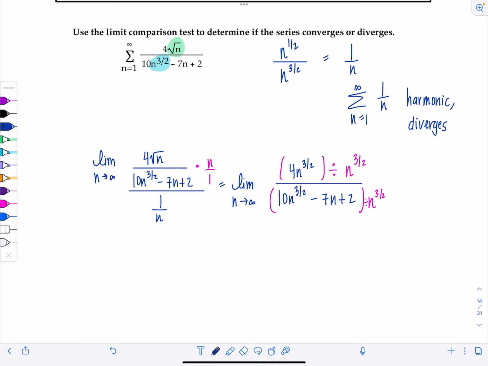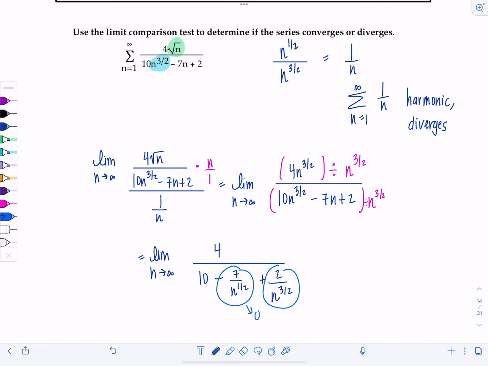All right, so now we have the limit as n goes to infinity. In the top, we just have a 4. In the bottom, we've got a 10 minus 7 over n to the 1/2 plus 2 over n to the 3/2. And if n's going to infinity, then 7 over n to the 1/2 goes to 0, and so does this. So I'm just left with 4 over 10, which is 2/5. I don't care what this number is, just so long as it's less than infinity, it's a finite number, and it's not equal to 0.